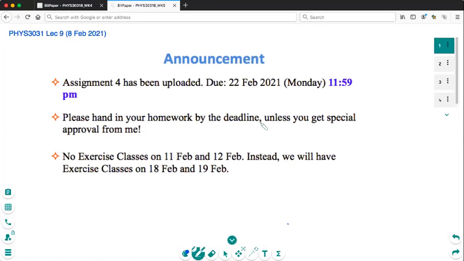All right, so assignment 4 is ready. The deadline is after the Chinese New Year. And good news, no exercise classes this week. This is week 5, very fast, nearly half of the course.